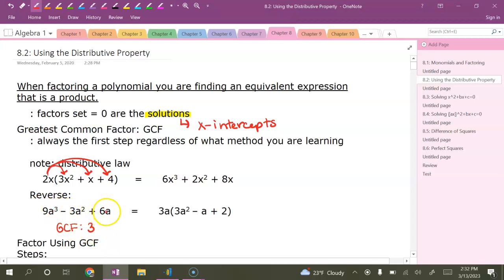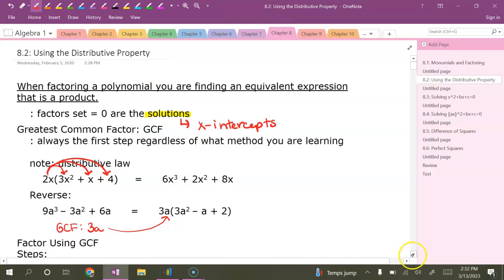Then I also look at the letters. Now they all have A's, but the most that I could take out of all of them is just 1, because the last term here, 6A, only has 1 A. So you can see how they took this GCF of 3A, pulled that out front, and then wrote what was left on the inside. That's what happens if you take those individual terms divided by 3A, and that's what we were doing last chapter when we were dividing these monomials.